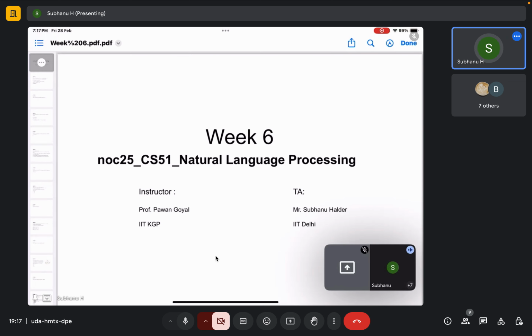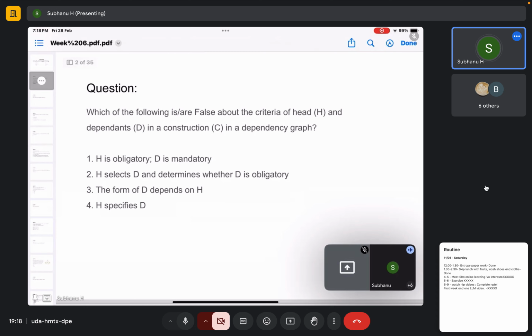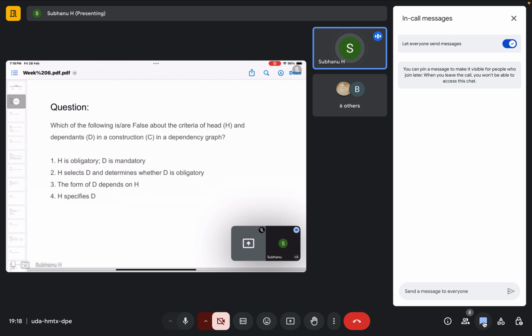Okay, let's start today's class. So today is our week 6 of this NLP course. Like other weeks, we'll be starting by solving some questions. So this is the first question. You can try this one and write the answer in the chat box. Then I'll solve it.